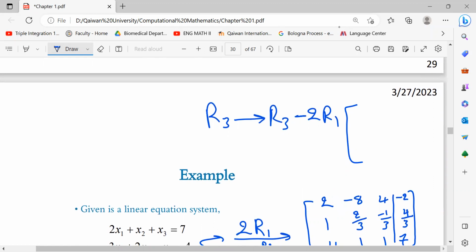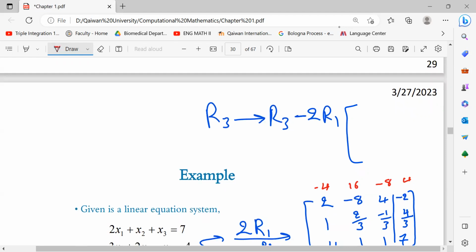Now we multiply all the elements of row 1 by -2. It becomes -4. Okay? This is 16. If you multiply by -2, we get that. It's -8. This is 4.